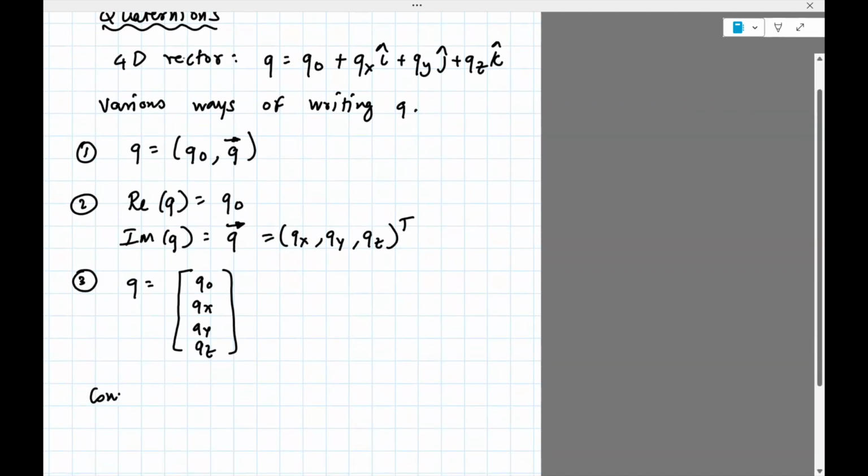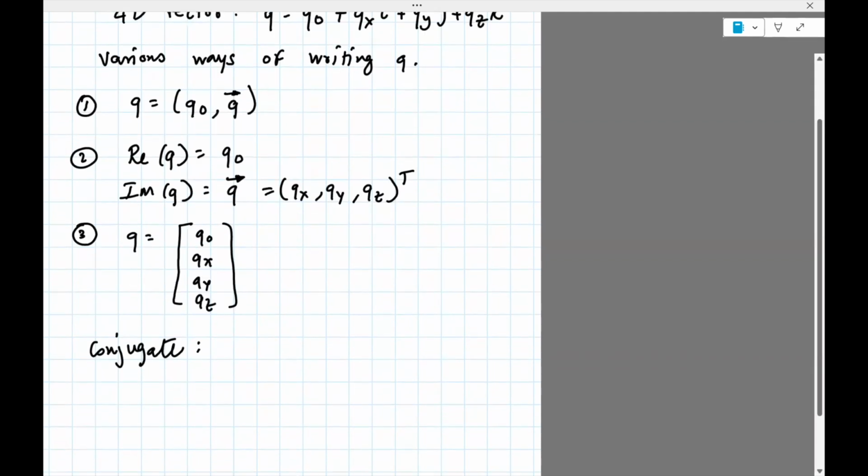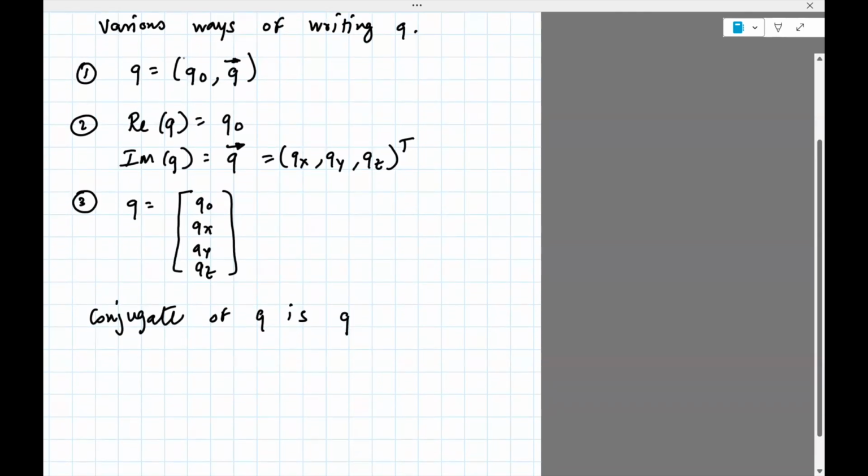Okay, so one thing which we'll need is the conjugate. Think of that like the transpose is like a conjugate for a matrix. The conjugate of Q is denoted as Q bar. It's Q0 minus Q vector. So just take the vector part and put a negative, and that's the conjugate of Q.